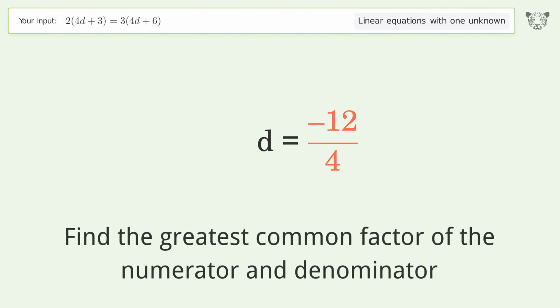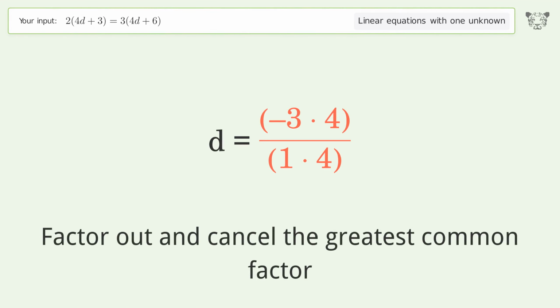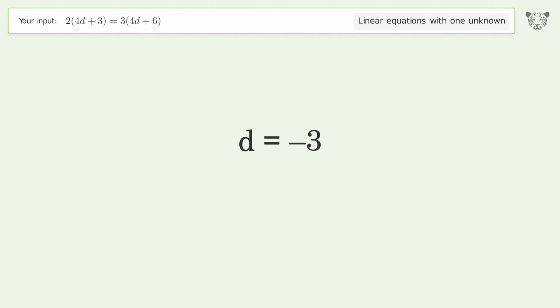Find the greatest common factor of the numerator and denominator. Factor out and cancel the greatest common factor. And so the final result is d equals -3.